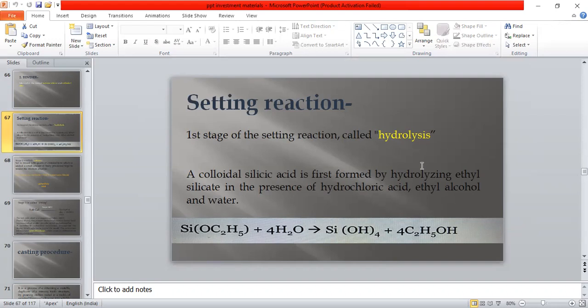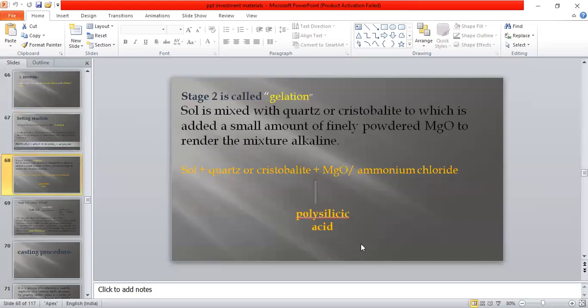So the setting reaction is when the ethyl silicate reacts with water in the presence of hydrochloric acid and ethyl alcohol, and it forms silicic acid. Again, when the ethyl silicate reacts with water in the presence of hydrochloric acid or ethyl alcohol, it forms silicic acid. Then the next stage is gelation. In the setting reaction there are three stages: first hydrolysis, second gelation, and third drying.